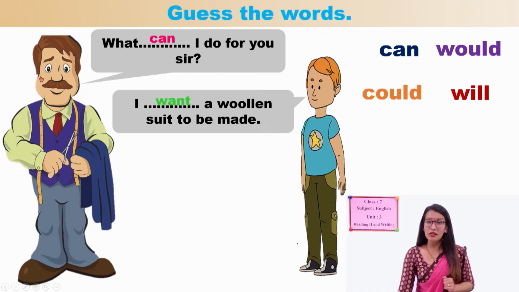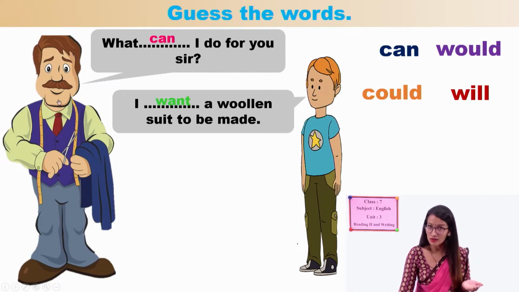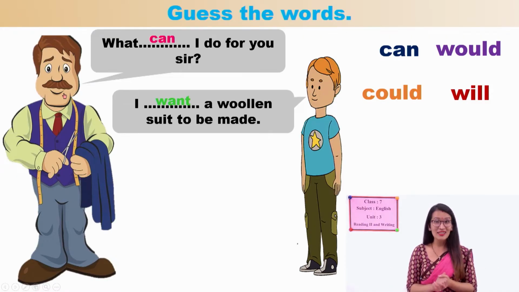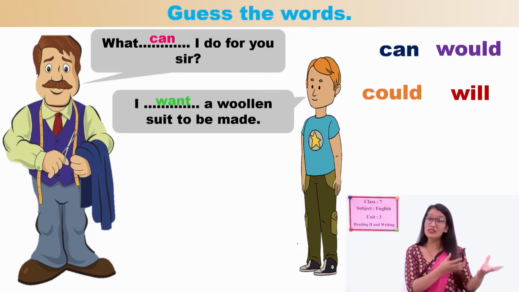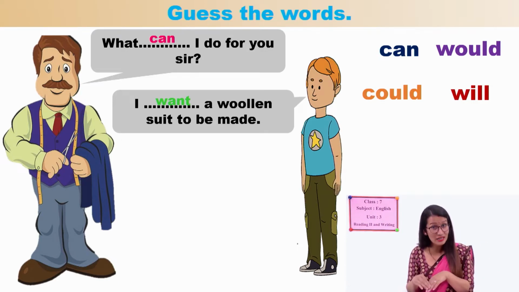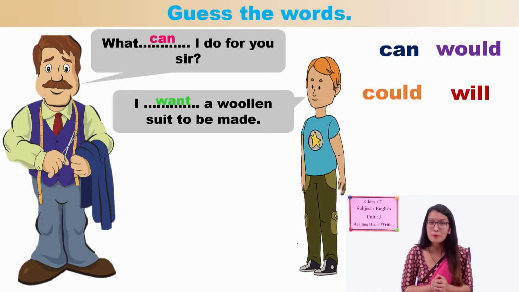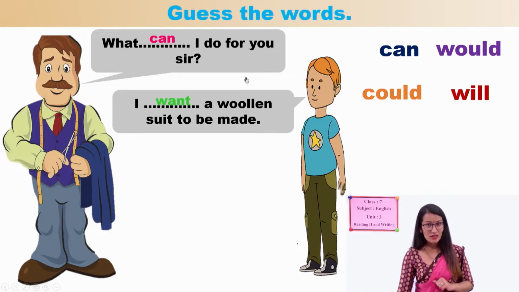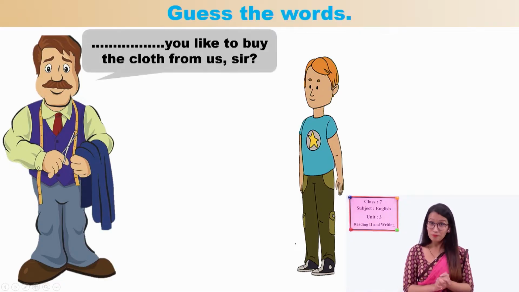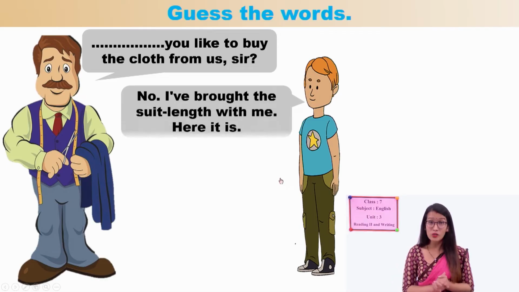What is the man saying? The tailor. What can I do for you, sir? What is he doing? He is requesting the boy to tell what he wants the tailor to do for him. And what does the boy say? I want a woolen suit to be made. Good. He responded to him. He made a request and he responded to him. Can you read it again? Good. Now do the part of the boy also.